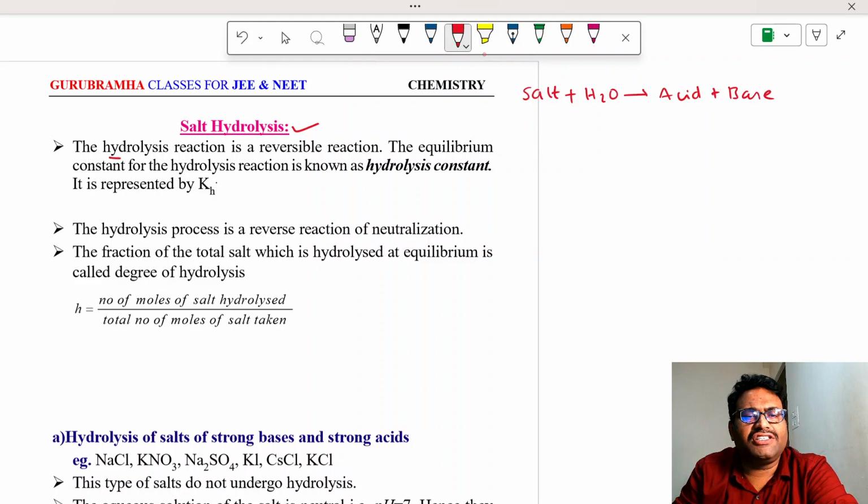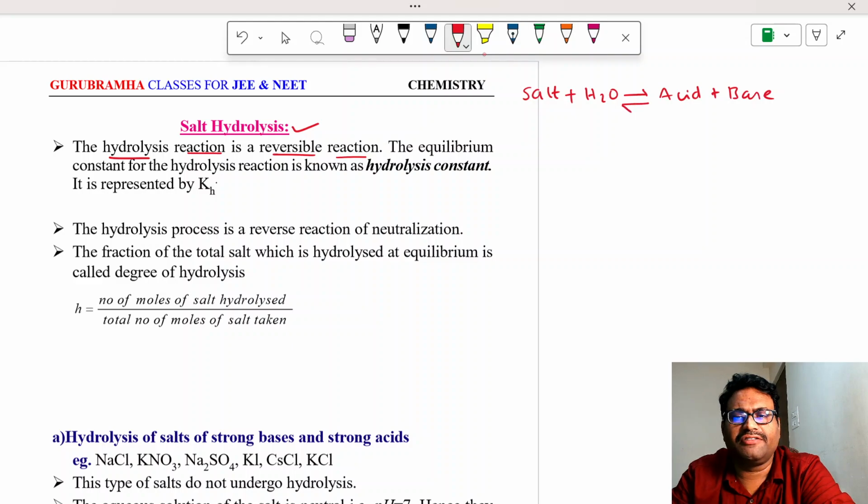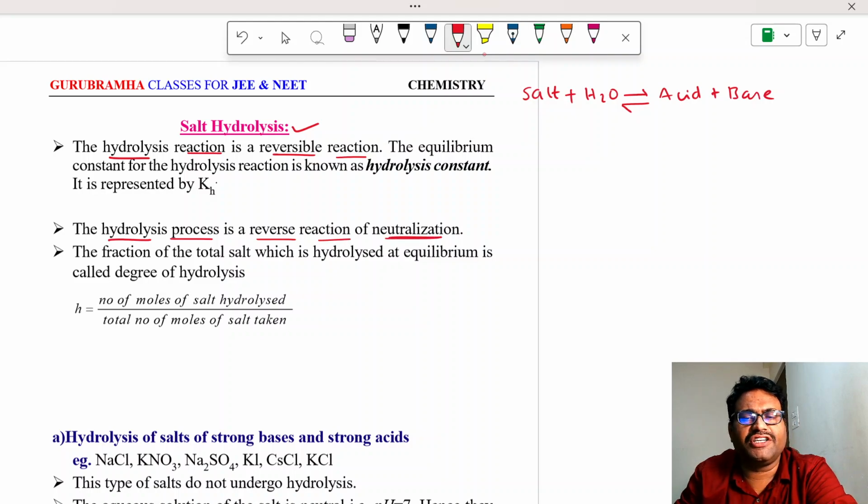The hydrolysis reaction is a reversible reaction. It has both a forward direction reaction and a backward direction reaction. The hydrolysis process is the reverse reaction of neutralization. Yes, you are finding that it is the reverse of the neutralization reaction, and it is a reversible reaction.